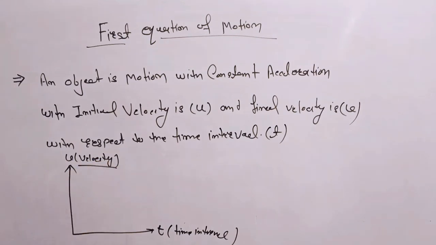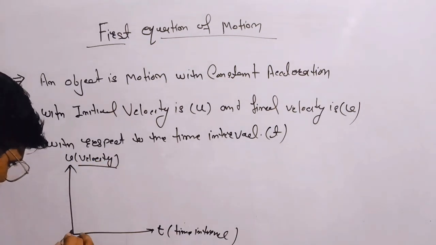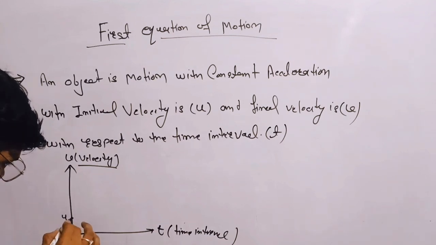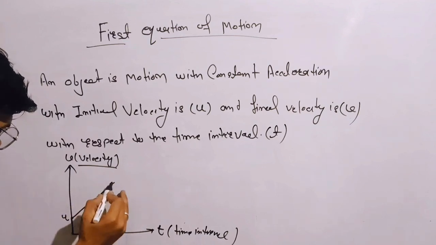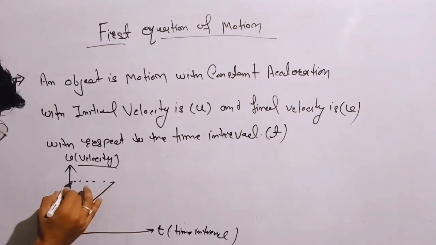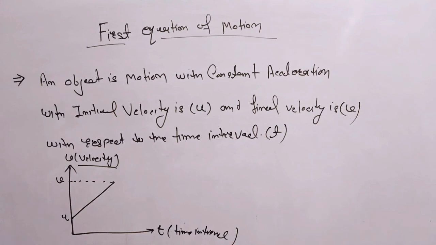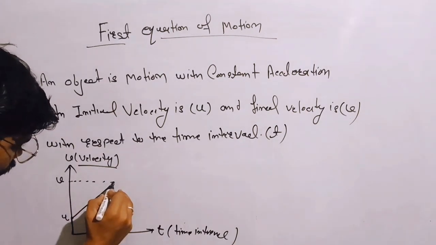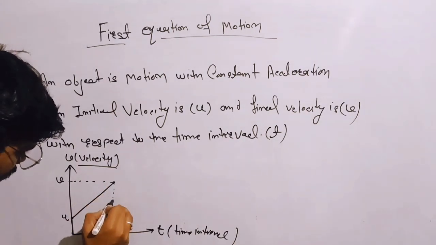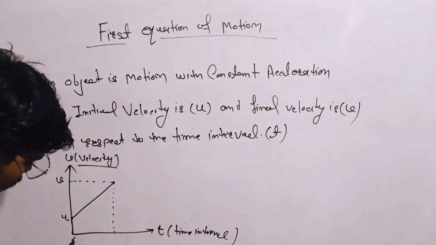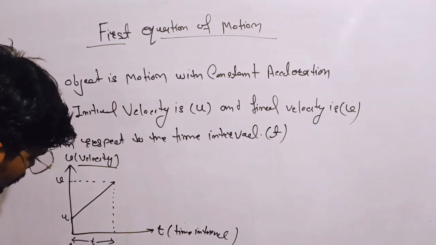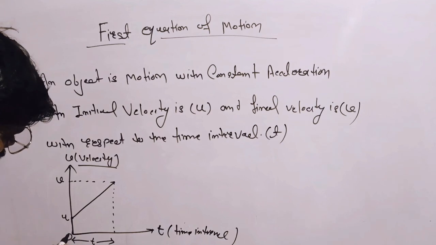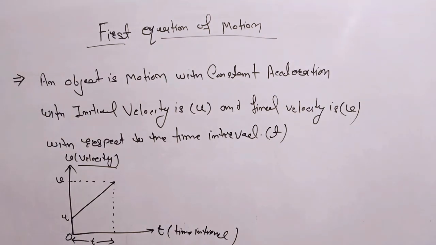जो ग्राफ बनाया है वो v और t के बीच में बना लिया है और this is the u. This is the initial velocity u. This is a constant acceleration line. This is a final velocity. So this is at the final point is time t. यानी कि 0 से t तक ट्रेवल किया an object.